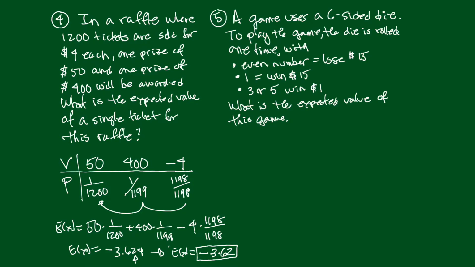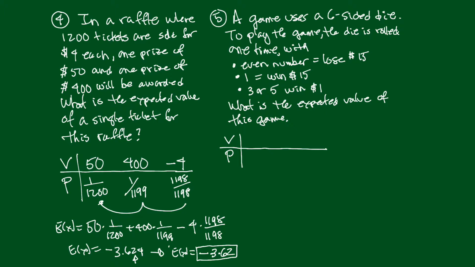Well, here's a game that uses a 6-sided die. You toss it, and here's what can happen. If you get an even number, you're going to lose $15. So like if a 2, 4, or 6 comes up, you lose $15. If a 1 comes up, you win $15, and if a 3 or 5 comes up, you win $1. So what's the expected value of this game? So as usual, expected value, the value and the probability.